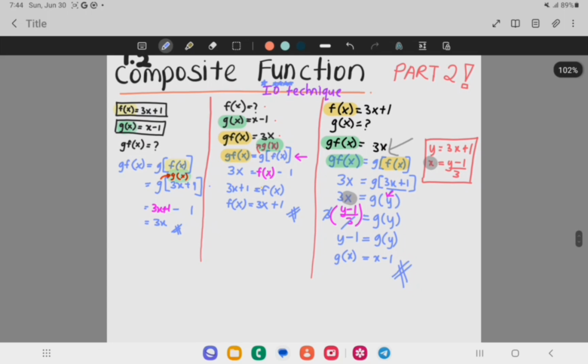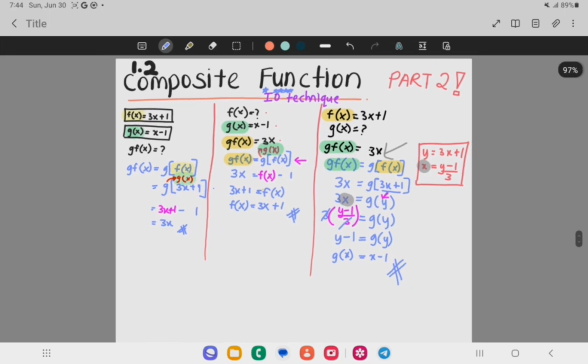So what we have learned in this video: when a composite function is given, how to find a single function, use the IO technique, inside-outside technique. If it involves your inside one, then it is easier. If it involves outside, then you have to use the inverse method. About the inverse function method, I will be teaching it in the next video because it is under 1.3.